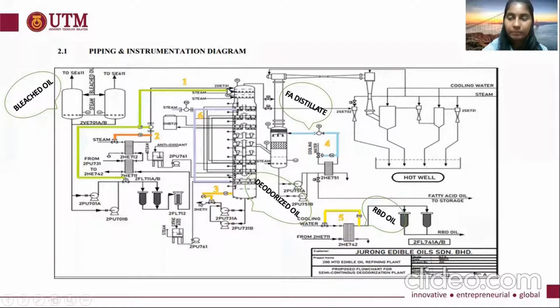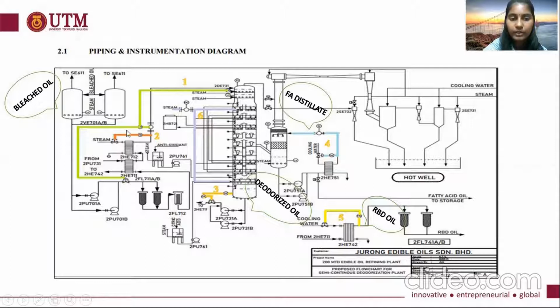As a primary measured and control variable, LIC controls the level inside the deodorizer unit. And FIC, the second measured and control variable, will be controlling the flow rate of the effluent stream of this heat exchanger, manipulating the flow rate of bleached oil from this measuring tank entering into the deodorizer unit, and the disturbance will be the feed entering into the deodorizer unit.